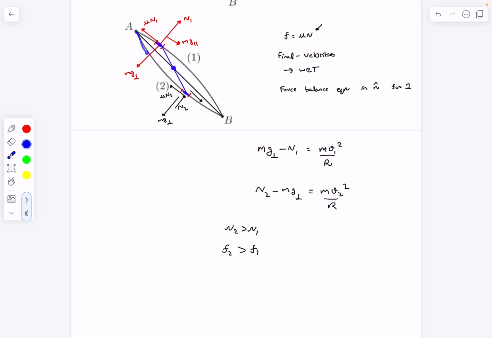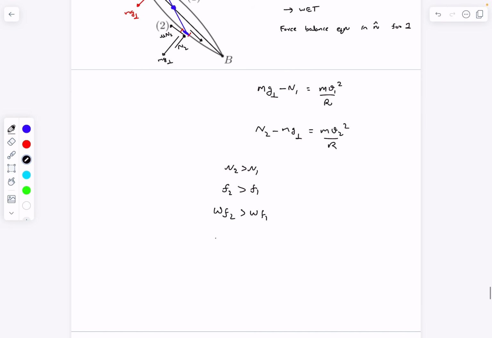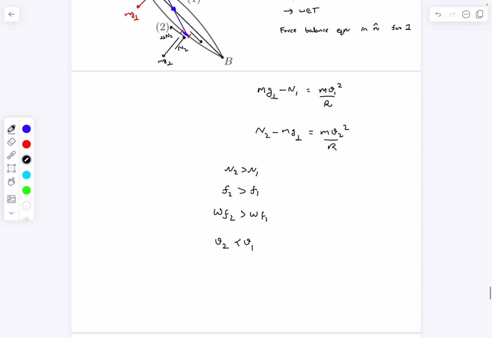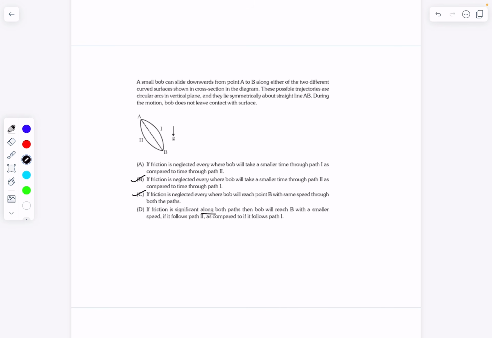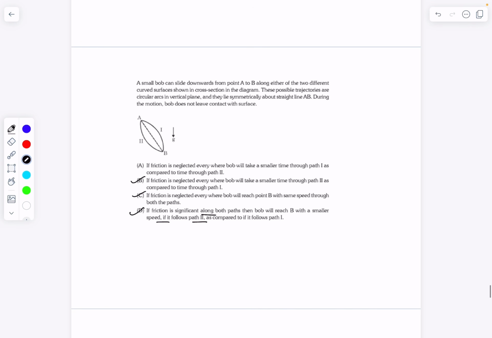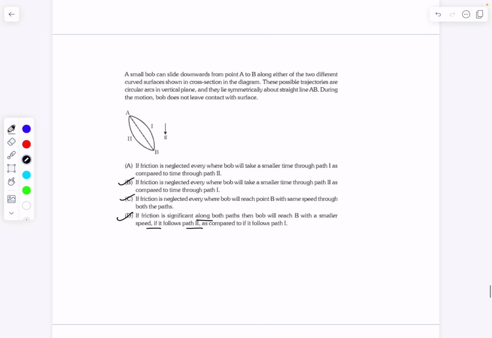So the work done by friction along path 2 is going to be greater than the work done by friction along path 1, which means the speed with which bead 2 reaches point B is going to be less than the speed with which the bead along path 1 reaches B. So if friction is significant along both the paths, then the bob will reach B with a smaller speed if it follows path 2. So option D is also correct. So the answer to this question was option B, C and D.